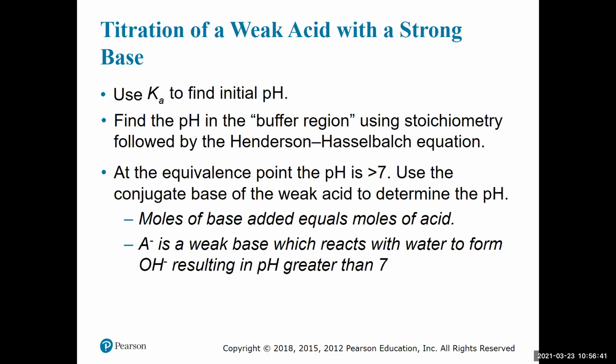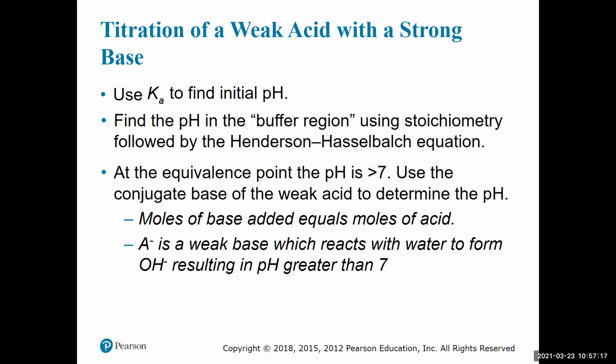Okay, so if we titrate a weak acid with a strong base, we can use the Ka to find the initial pH, and we can find the pH in the buffer region, what we'll call the buffer region, because remember, if it's a weak acid, it has some buffering ability. And we can find the pH in the buffer region using stoichiometry and then that Henderson-Hasselbalch equation if we wanted to. The equivalence point, the pH will be greater than 7.